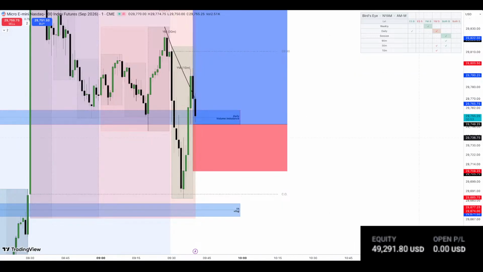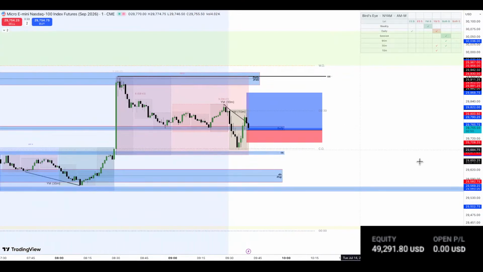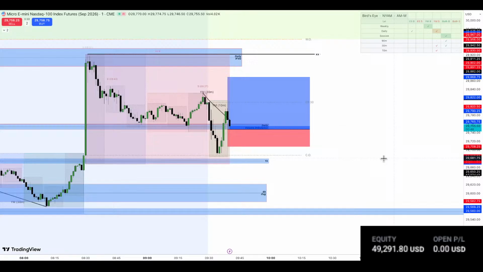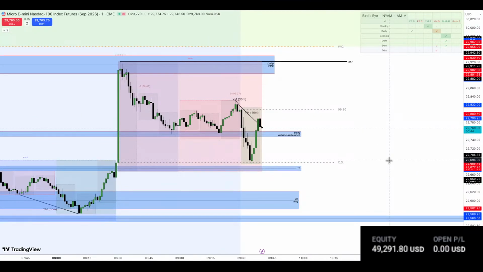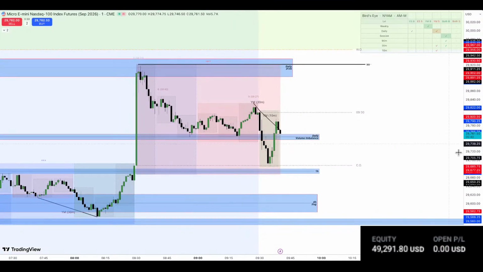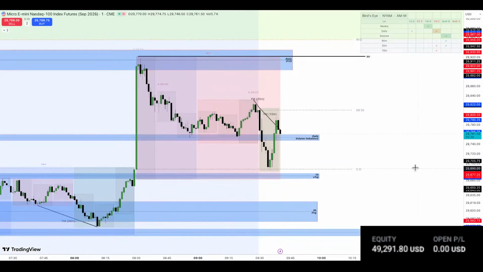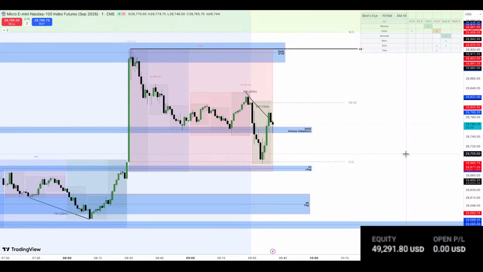Price can still be going down. Maybe I'll just wait up until 10. Wait for macro time. If there's a reversal, then maybe I'm going to take it before 10.